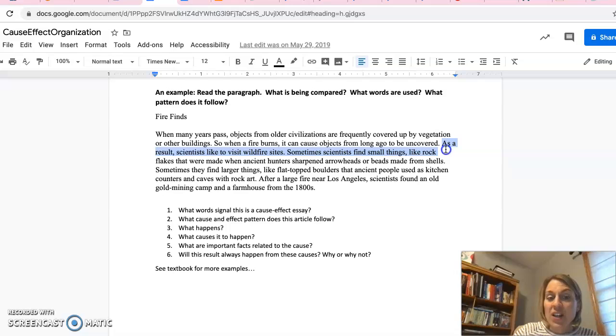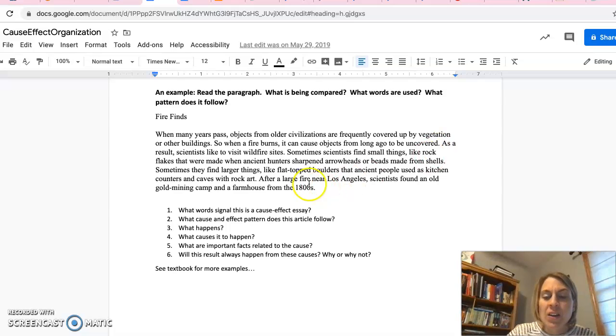As a result of the fire, scientists like to visit wildfire sites. So again, that's a result of that. That's an effect. Sometimes scientists find small things like rock flakes that were made when ancient hunters sharpened arrowheads or beads made from shells. Sometimes they find larger things.